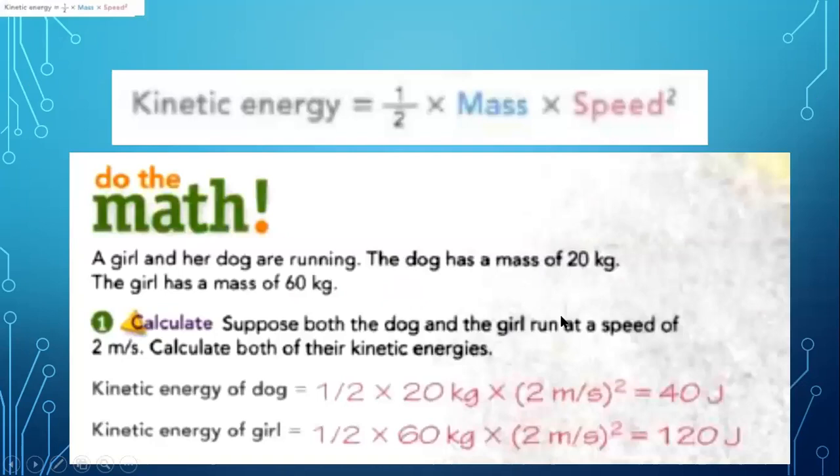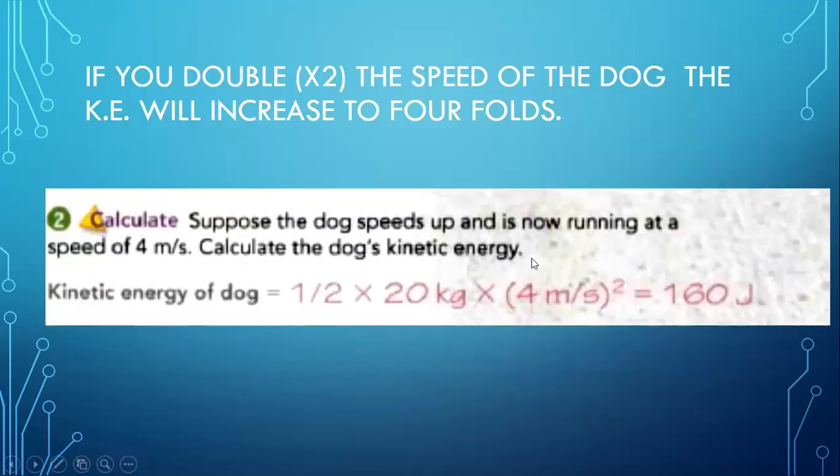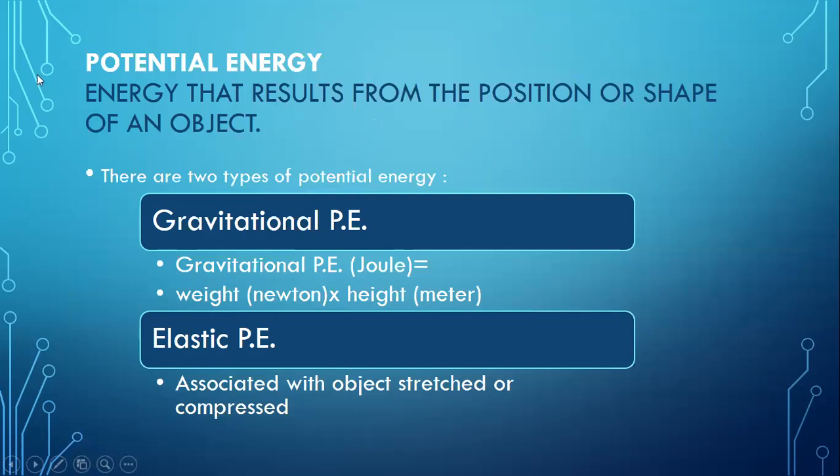In the beginning, the kinetic energy of the dog was 40 when its speed was 2. But when we change the speed to 4, doubling it, the kinetic energy becomes 160. So it's 4 folds of the 40 in the beginning. Let's move further, guys.